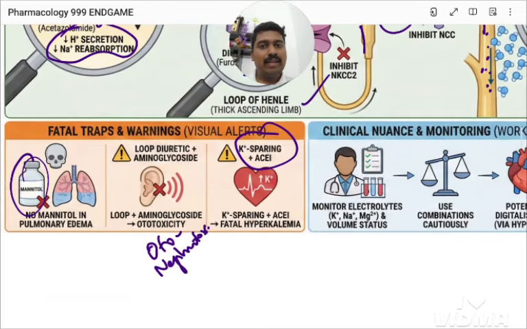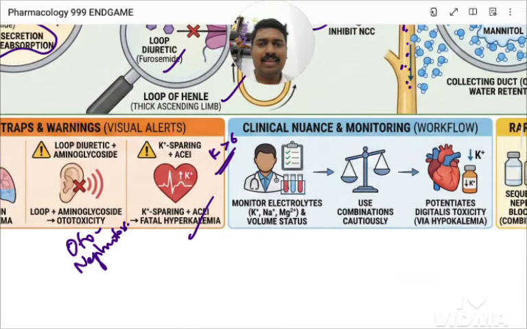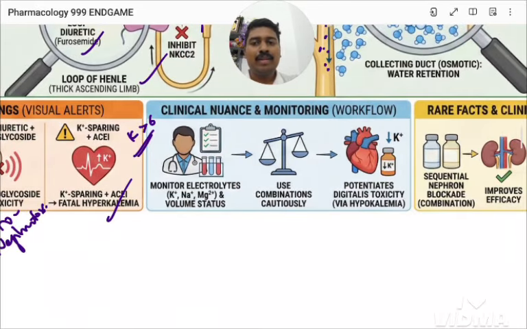Third is the potassium sparing effect. So basically you don't give ACE inhibitors. You know that ACE inhibitors are contraindicated when potassium is more than 6. In hyperkalemia, they are contraindicated. Along with that, you don't give potassium sparing diuretics because they will potentiate the action, so it can lead to fatal hyperkalemia. So these are the clinical questions that you come across.